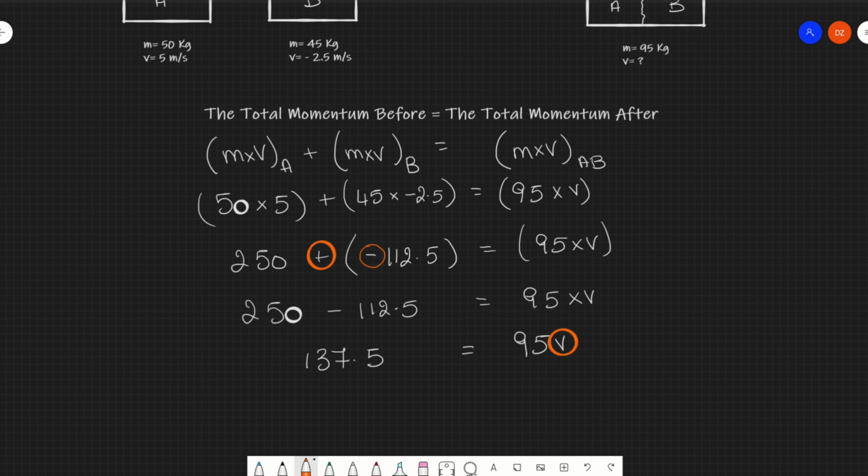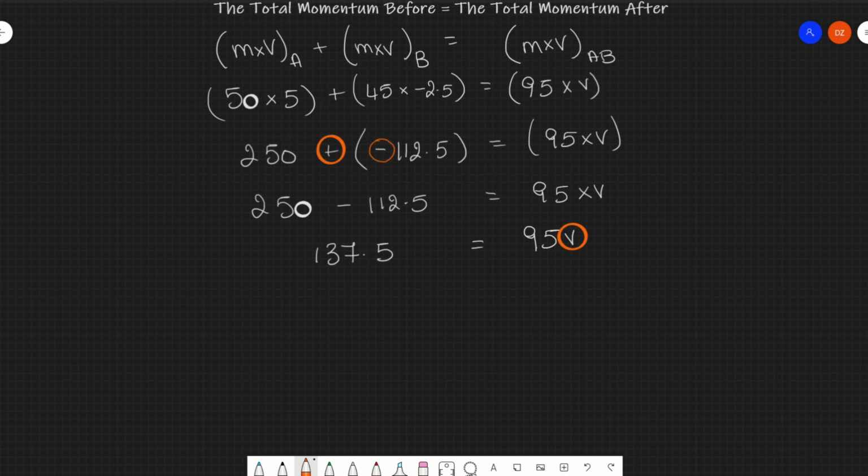We want to find the final velocity with which both bodies continue to move together, and therefore we have to leave V subject of the formula. So the next step would be to take the 95 to the other side, and from times it becomes division. So 137.5 divided by 95 is equal to V. You work that one out and you should get an answer of 1.45 meters per second.